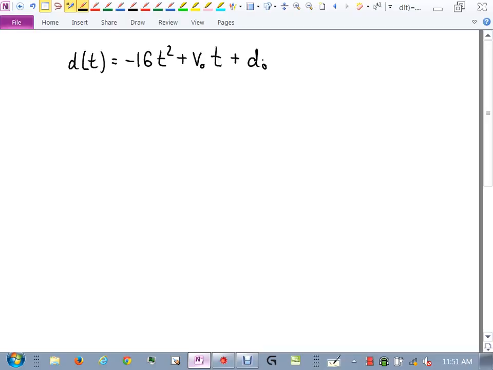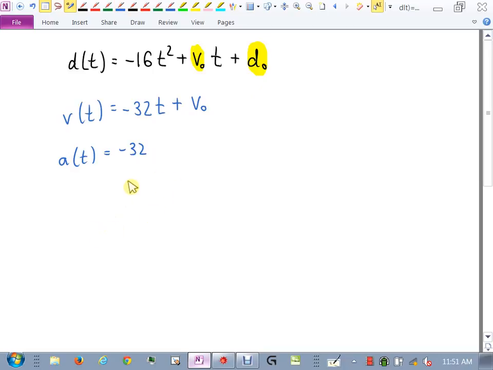Where d naught is how high it was to start, and v naught is what we call the initial velocity. But watch this real quick. If I take the derivative of this, what do I get? Negative 32t plus what? v naught is a number, right? v naught is a constant. The derivative of this would be v naught, and the derivative of d naught would be what? 0. Okay, take the derivative again, that's acceleration. So you get negative 32, and that's it.